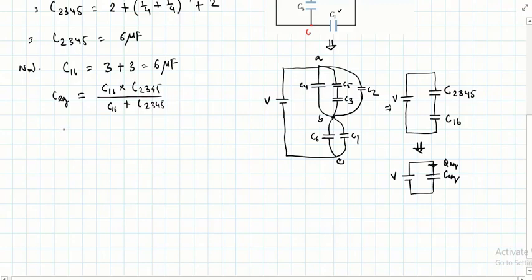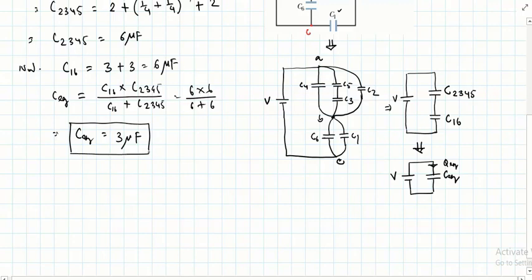Since they are in series, then I'll find out C equivalent in that case is basically 6 into 6 divided by 6 plus 6, which is 6 into 6 is 36 divided by 12. That's going to be the 3 microfarad. This is my C equivalent of this circuit. This is the answer number 1.